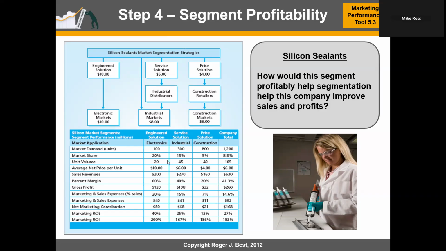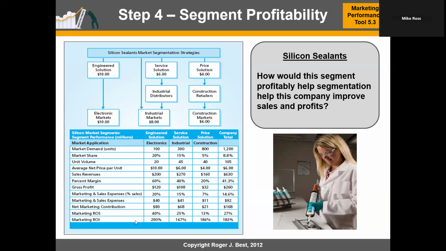And what's wonderful, and I love the way Best approaches this, is the monetization of each one of these segments and applications, to be able to understand, okay, if I'm this company, Silicon Sealants, I'm thinking about 3M, big company that developed Post-it Notes, right? So they might have these three different applications: electronics, industry, construction.